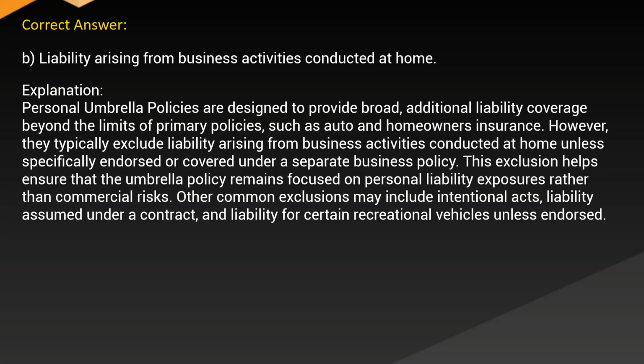Correct answer: B. Liability arising from business activities conducted at home. Explanation: Personal umbrella policies are designed to provide broad, additional liability coverage beyond the limits of primary policies, such as auto and homeowners insurance. However, they typically exclude liability arising from business activities conducted at home unless specifically endorsed or covered under a separate business policy. This exclusion helps ensure that the umbrella policy remains focused on personal liability exposures rather than commercial risks. Other common exclusions may include intentional acts, liability assumed under a contract, and liability for certain recreational vehicles, unless endorsed.